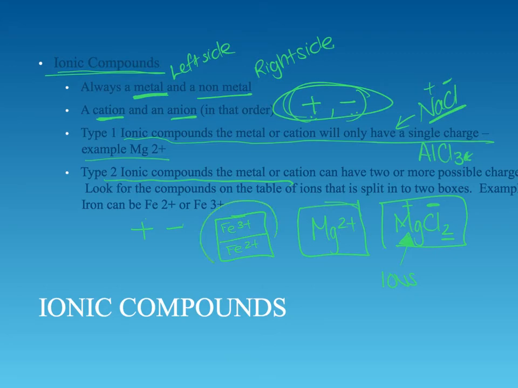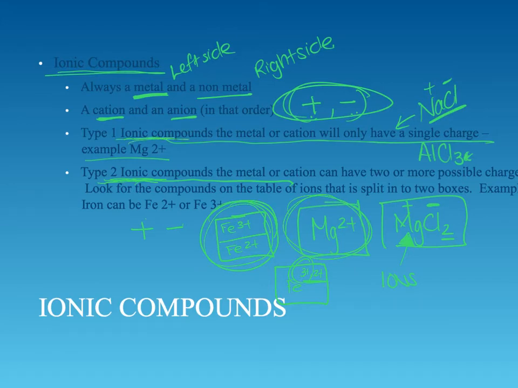Any of the ones where it's split into 2 possible boxes, sometimes in different periodic tables you'll see it like this instead. Again, the one in the front is always the most commonly occurring one, but anytime that you see 2 possible numbers for it, that means that it's going to be a type 2 compound, which is kind of easy to remember, right? If it has 2 possible charges, then it's a type 2. If it only has 1 possible positive charge, then it's a type 1.